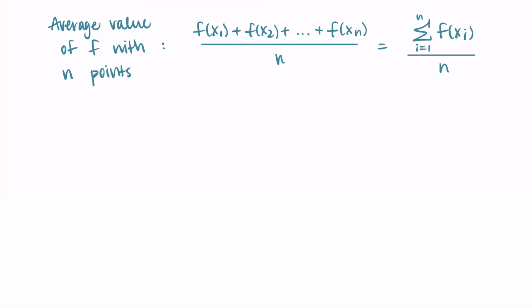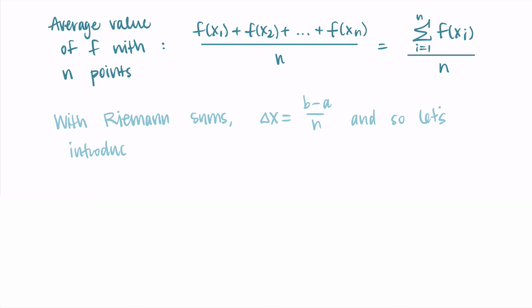So the summation we have here is looking eerily like a Riemann sum. What this is missing though is that delta x, that width. So these are heights, right? This height is f of x, but we don't have any widths of little rectangles. So with Riemann sums, our delta x would be the width, and we would find it by doing b minus a divided by n. That's the size of the interval divided by however many rectangles we want.